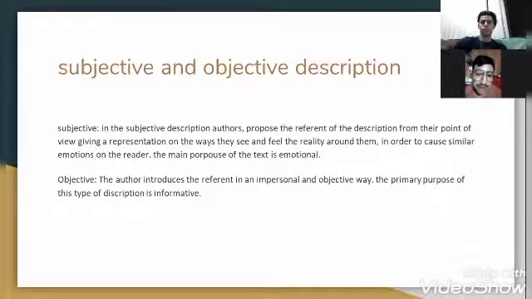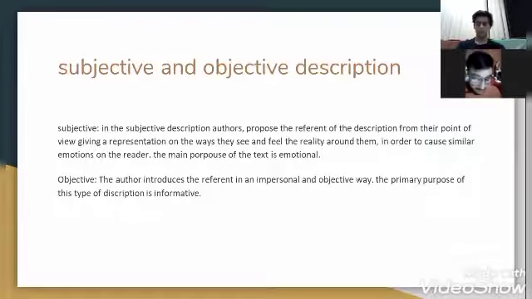In the objective, the author introduces the referent in an impersonal and objective way. The primary purpose of this type of description is to inform. As I have said already, you can see that in manuals. They give information on how you do things, or on the news, when there's a headline that gives a description of what you're going to say, and it's very accurate. So it informs.